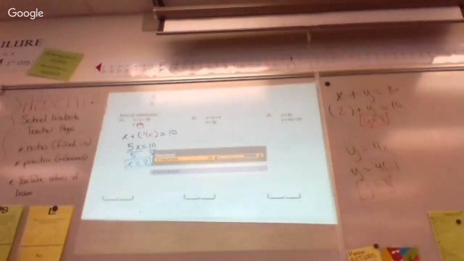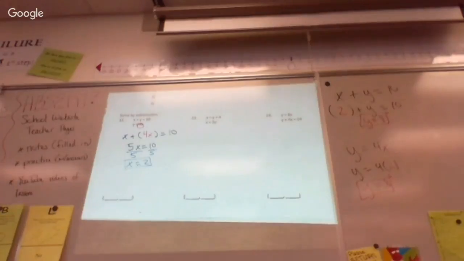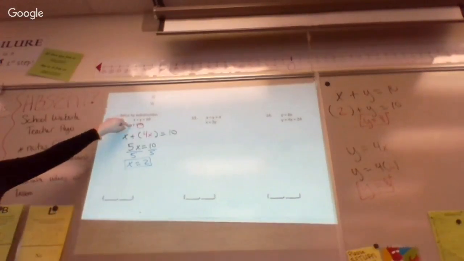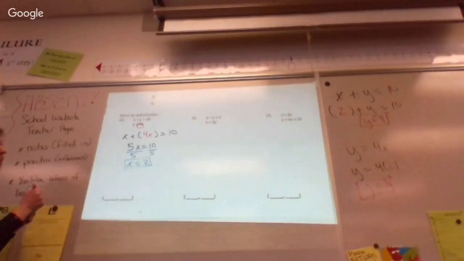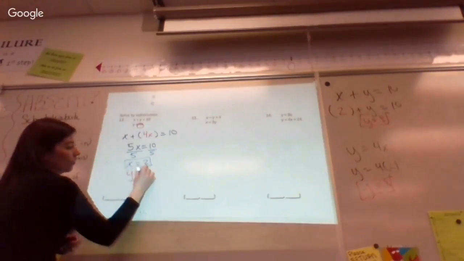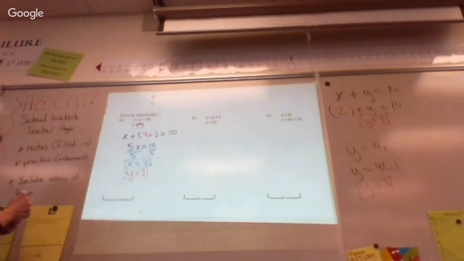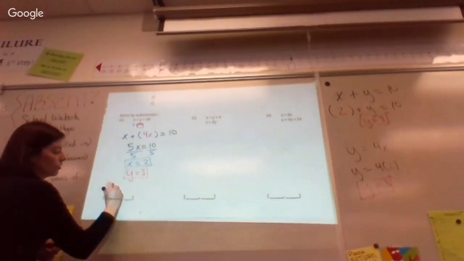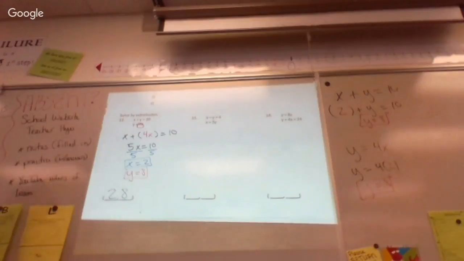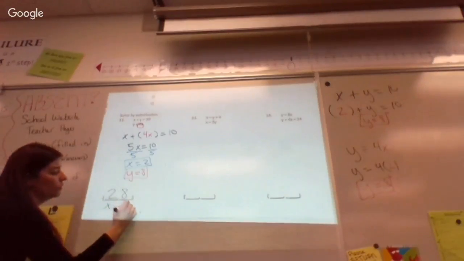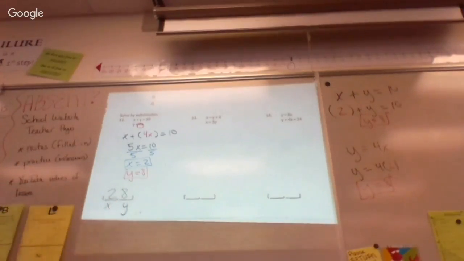Okay? So that's what I mean when I say it doesn't matter which one you plug it into, but one of them will be a little shorter. The one where it already has a variable by itself, that'll be your fastest version. Okay? So I have the work already over there. y equals 8. So I put my answer in an ordered pair. x always goes first, y always goes second. Questions on the algebra?